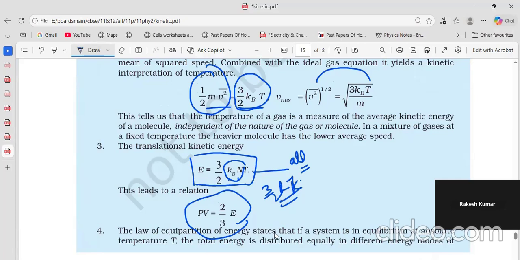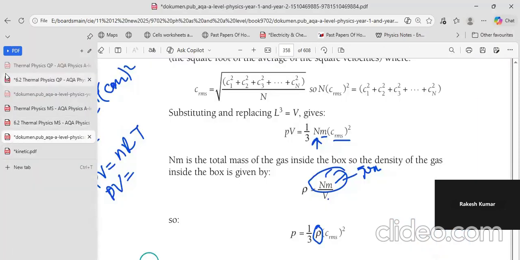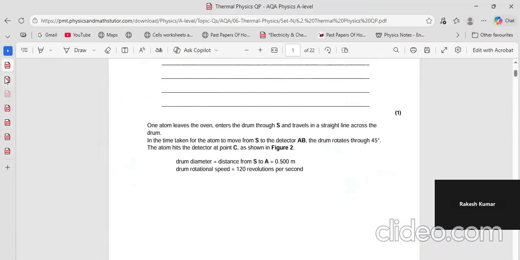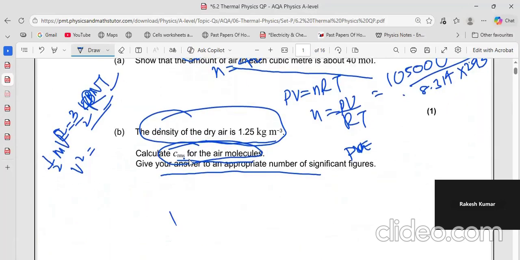Why this comes about is because, if you are given the mass of one particle, and you know the kB and the temperature, you can find it. But this question was not asking you that. This question is saying that we use P is equal to 1 by 3 rho C square. So P is given, and this is given, and so we can calculate.